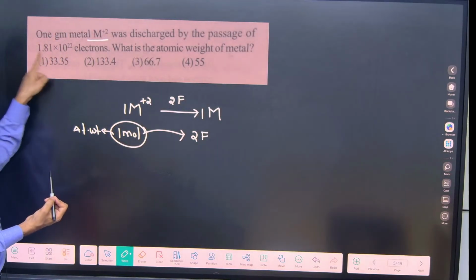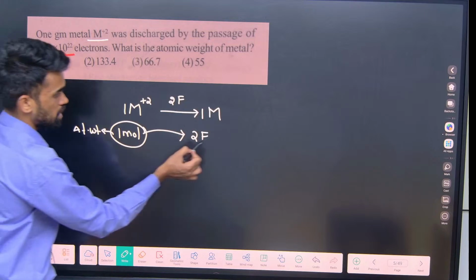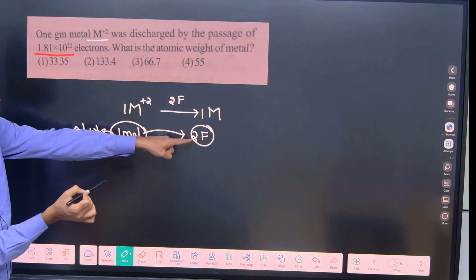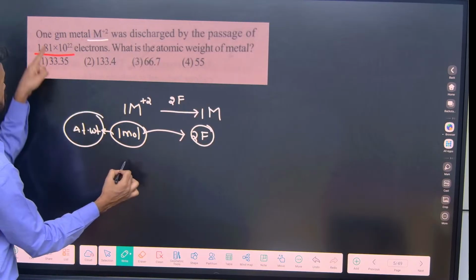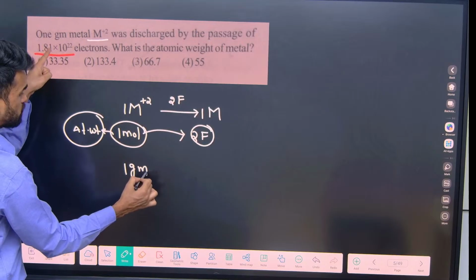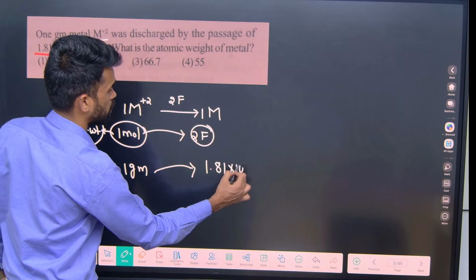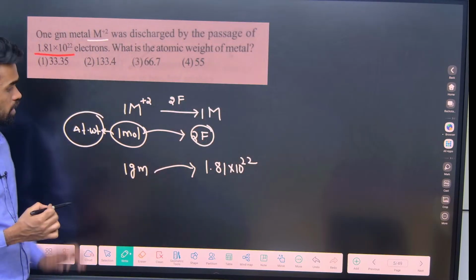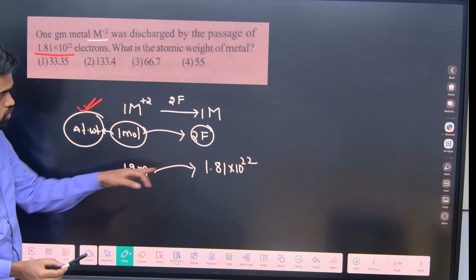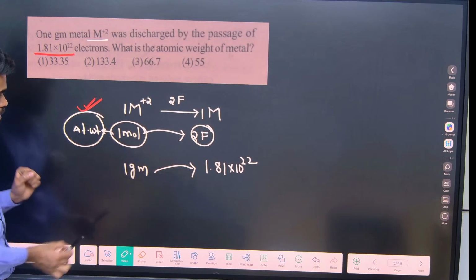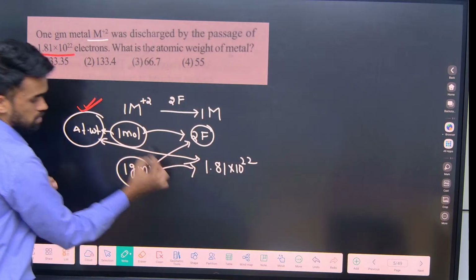Now how many electrons are passed here? 1.8, so this is nothing but 2 moles of electrons passed. Here we want this much, but it is giving 1 gram of substance upon passing 1.81 into 10 power 22. So now what do I require from this? I want its atomic weight. We can use the unitary method now. What is that unitary method? Atomic weight into this number. Just multiply these two things.